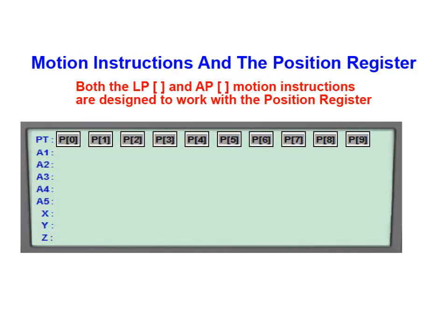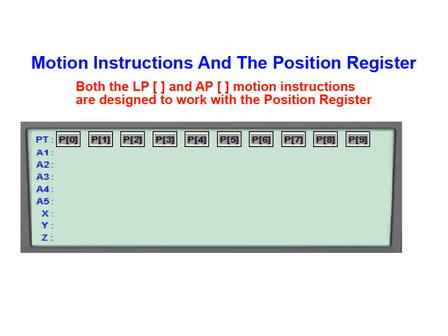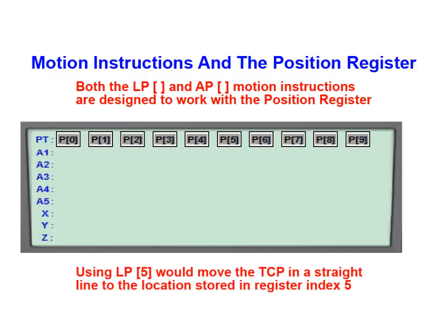Both motion instructions are designed to work with the position register. The position register is capable of storing up to 10 distinct tool center point positions. These positions are indexed 0 through 9. The position register index number is used to populate the motion instructions. As an example, if we use position index 5 with the linear motion instruction, the tool center point would move from its current location in a straight line to the location specified in the P5 position register index location.